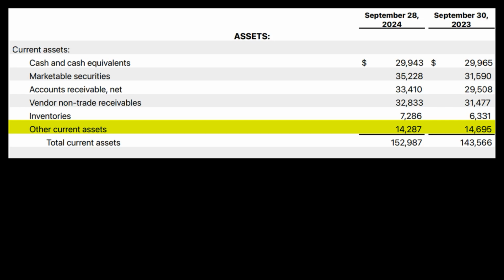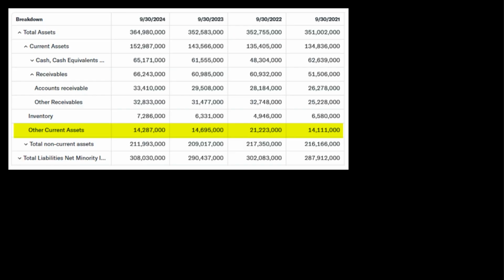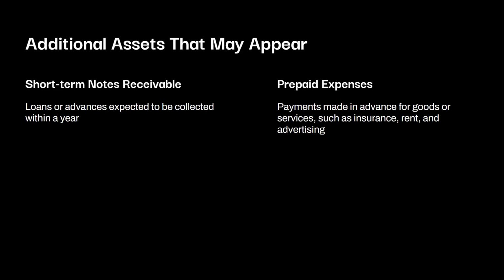So you can see Apple 14,287, and then we jump over here to Yahoo 14,287. Additional assets that may appear. Sometimes you'll see short-term notes receivable. This is loans or advances expected to be collected within a year. And sometimes you'll see prepaid expenses, right? Payments made in advance for goods and services such as insurance, rent, and advertising.